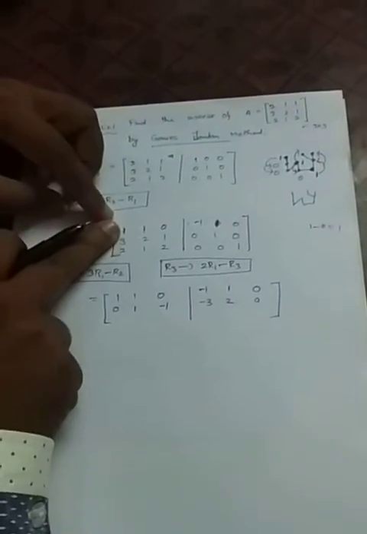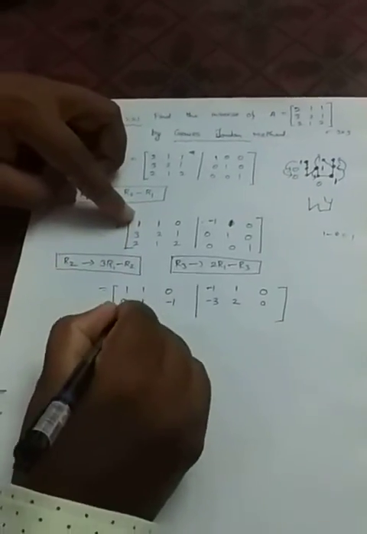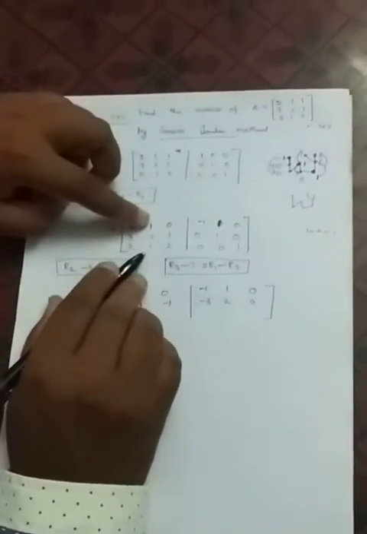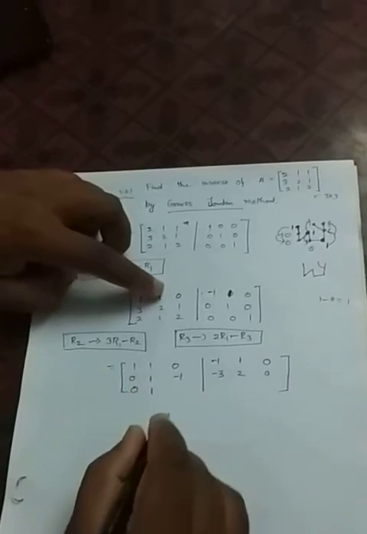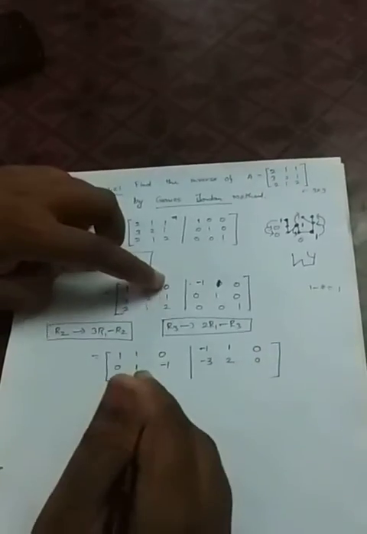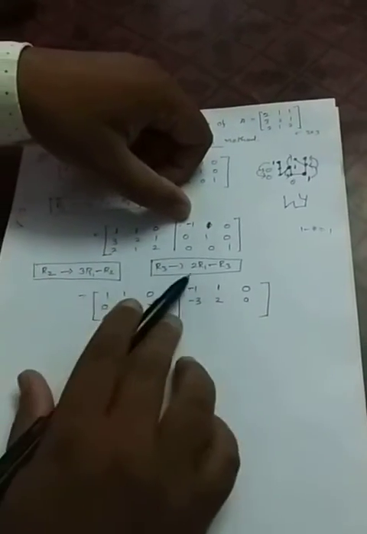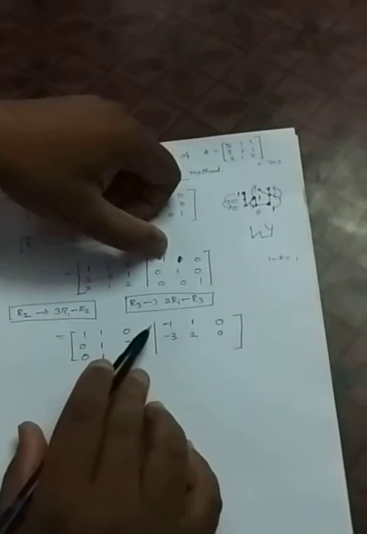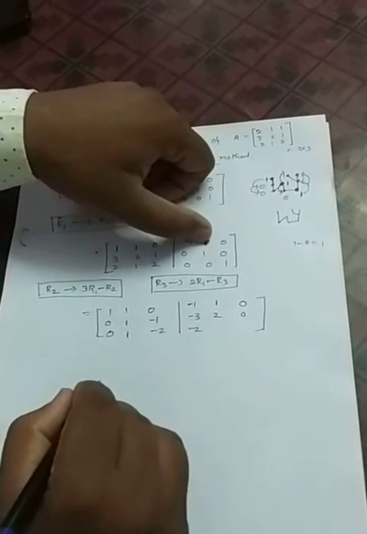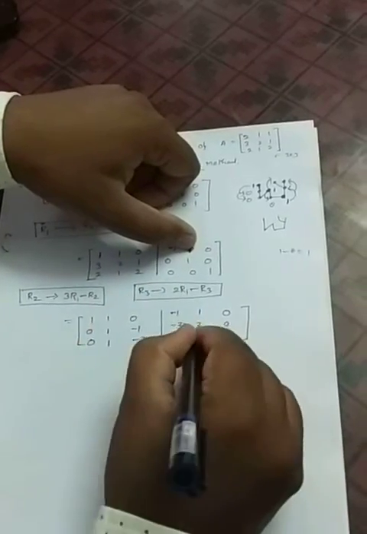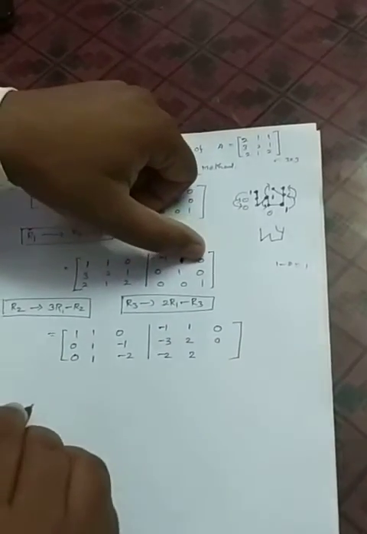So 2 ones are 2. 2 minus 2, 0. 2 ones are 2. 2 minus 1, 1. 2 zeros are 0, 0 only. 0 minus 2, minus 2 will come. Is that clear? Similarly, here I need to operate. That is 2 into minus 1, minus 2. Minus 2, 0, minus 2 only. 2 ones are 2. 2 minus 0, 2 only. 2 into 0, 0 only. 0 minus 1 is minus 1.